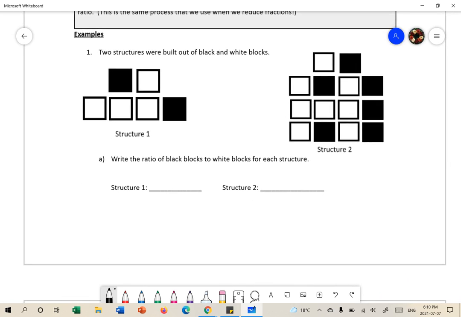Examples. 2 structures were built out of black and white blocks. So we have structure 1 and 2 here. Write the ratio of black blocks to white blocks for each structure. In structure 1, we have 2 black blocks and 4 white blocks. In structure 2, we have 6 black blocks and we have 8 white blocks.